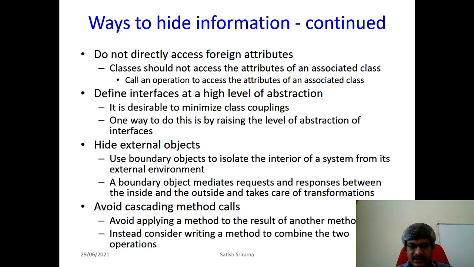So these transformations also fall under the responsibility of the boundary object. Another thing we should consider is that we should avoid cascading method calls. Say, for example, you take a method, take its result, use it in a different method, take its result and use it in yet another method. This way you will not be able to coordinate, understand or manage these cascading method calls later. If it is actually required, use a single operation to include both things and have a single result coming out of that operation. So avoid cascading method calls. These are different ways to hide information.